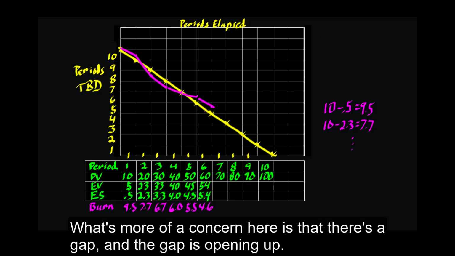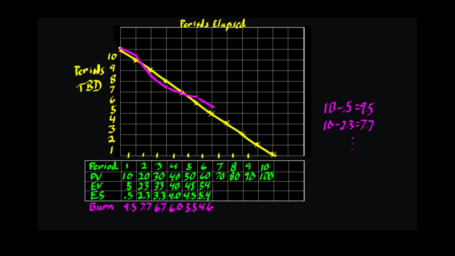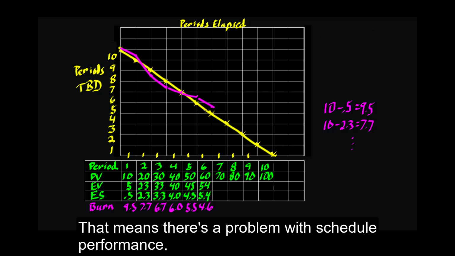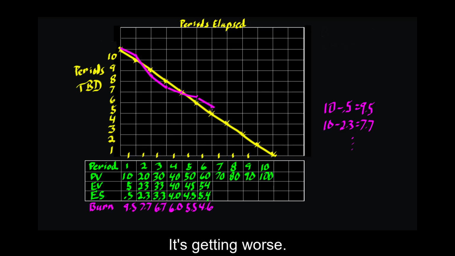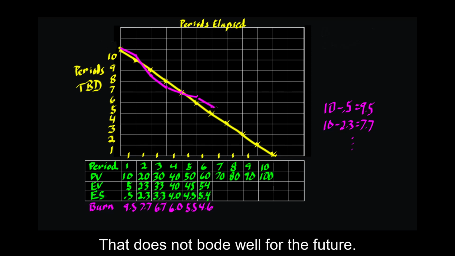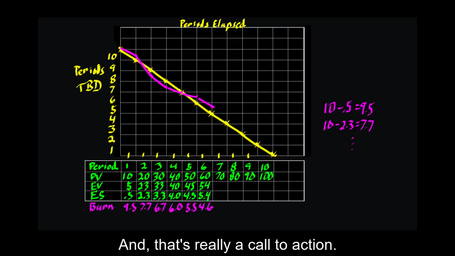What's more concerning here is that there's a gap, and the gap is opening up. That means there's a problem with schedule performance. It's getting worse. That does not bode well for the future, and that's really a call to action.